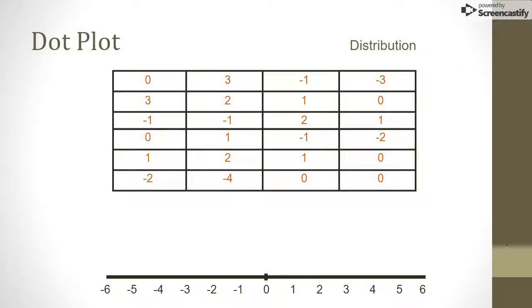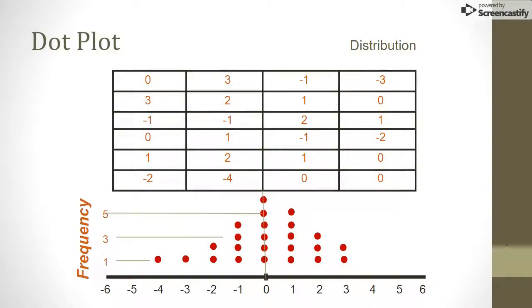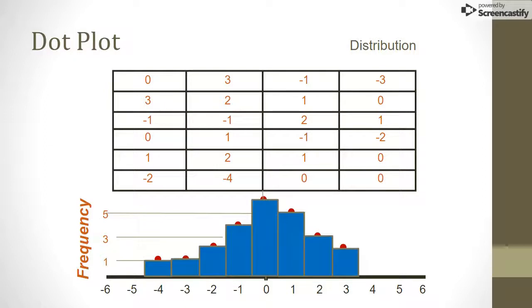Another way to represent data is a dot plot. A dot plot is similar to a histogram in that it shows frequency of occurrence of data values. To represent the data in the table, we place a dot for each data point directly above the data value. There's 1 dot for each data point. Dot plots are easily changed to histograms by replacing the dots with bars of the appropriate height indicating the frequency.